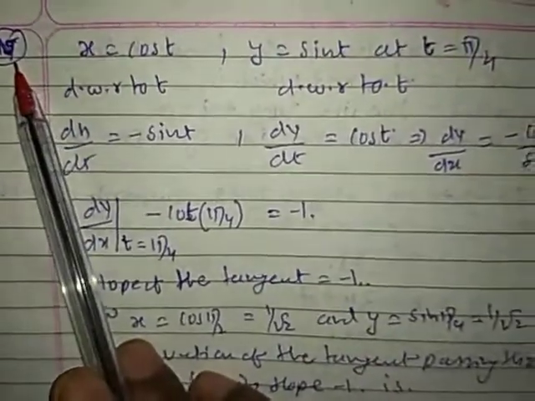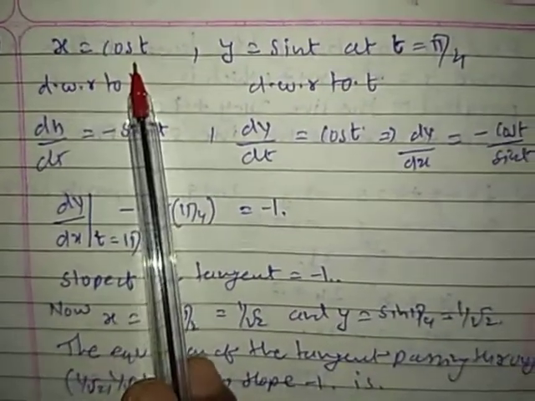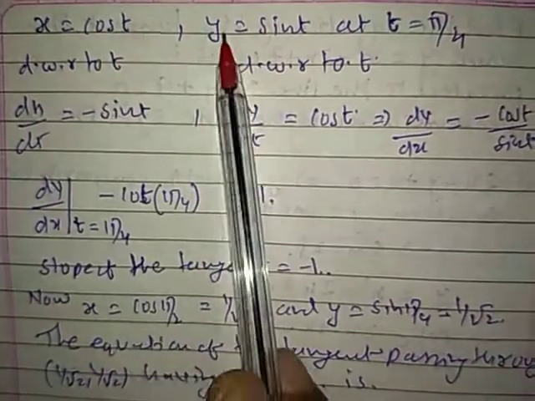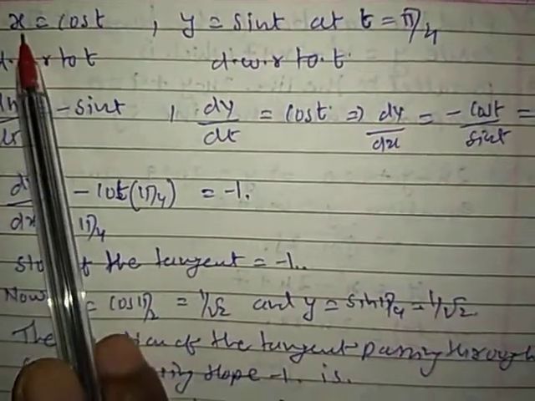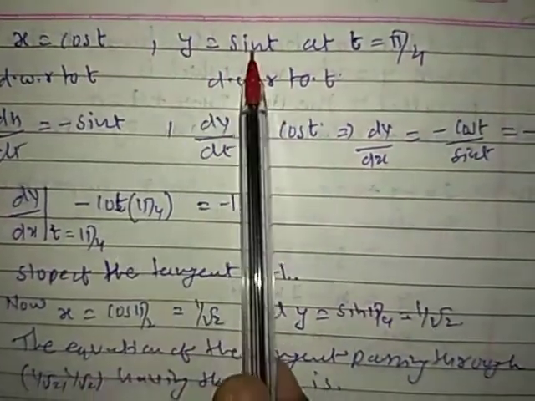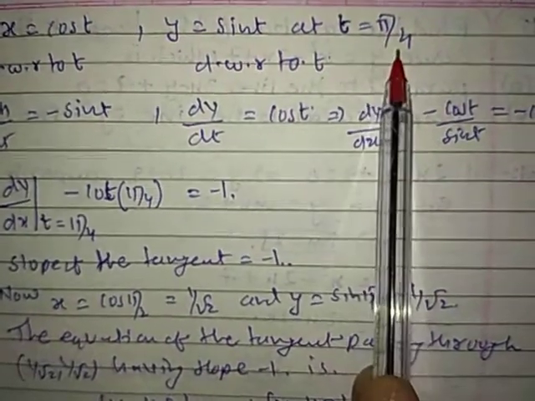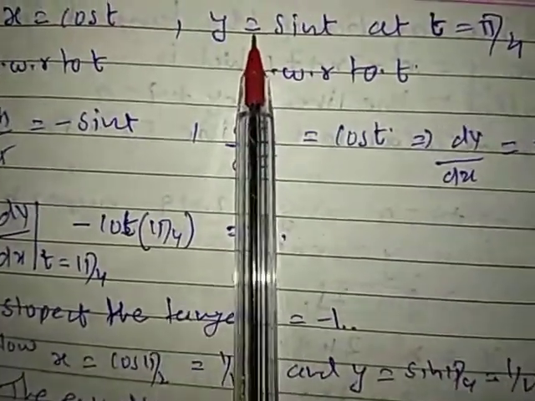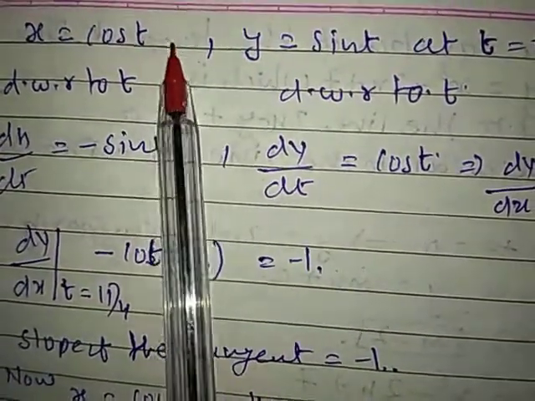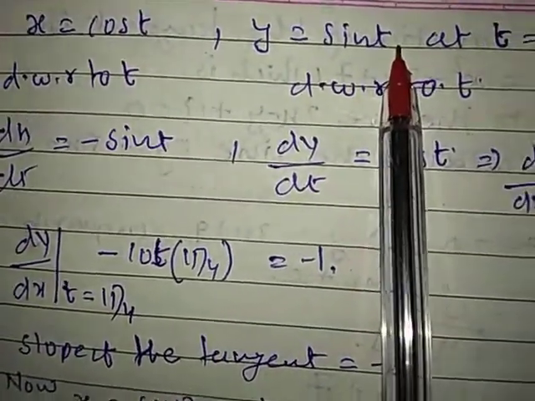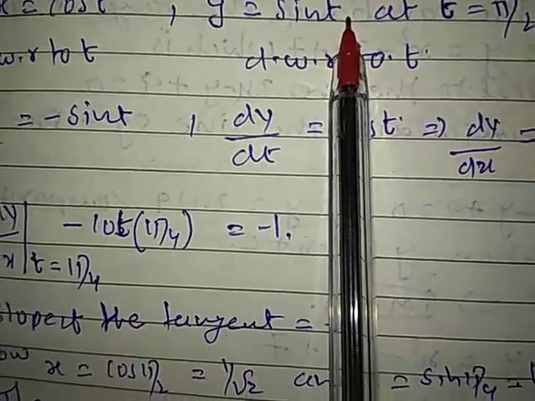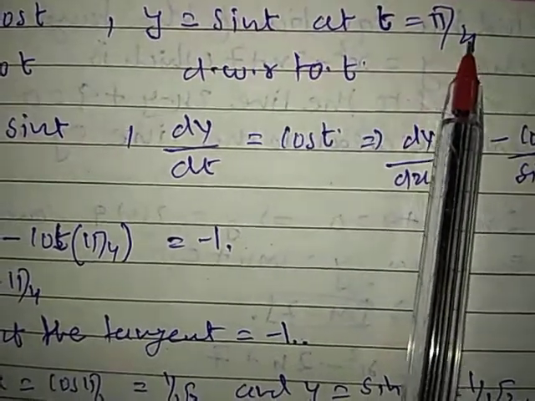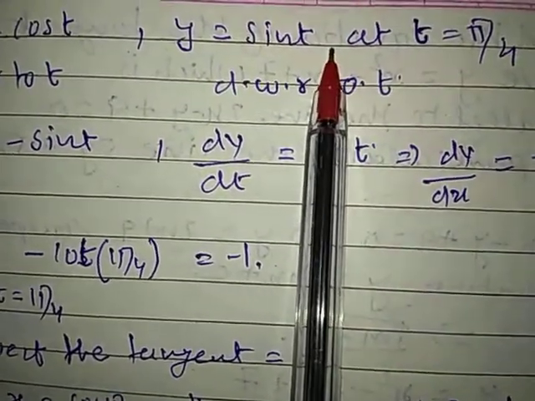Let's move to the fifth question then. X is equal to cos t and y is equal to sin t at t is equal to pi by 4. So we have to find the equation of the tangent. First we have to find the slope, means dy by dx. And then we have to find the value of x and y at pi by 4. So we'll get the point and the slope.